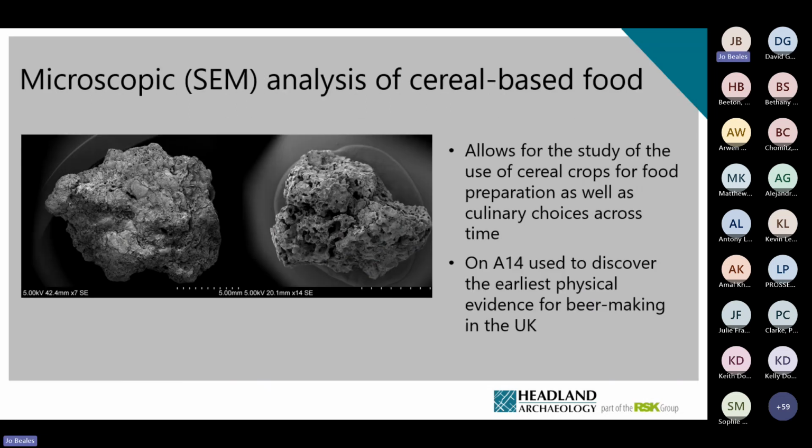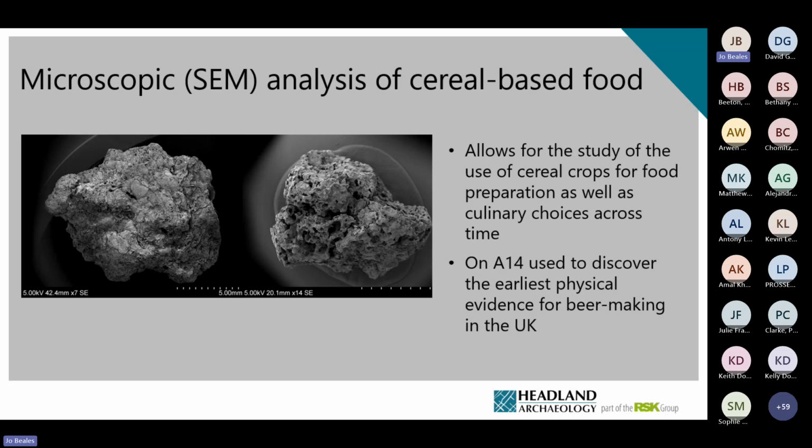Now, sticking with plant remains, but on a more granular level, we've done, or rather, it was mostly through the development of Dr. Lara Gonzalez Carretero, then at MOLA, who did scanning electron microscope analysis of cereal-based foods. These were trying to discern things like bread types and dough-like products, cereal-based products, which we can understand and differentiate under the scanning electron microscope technique.